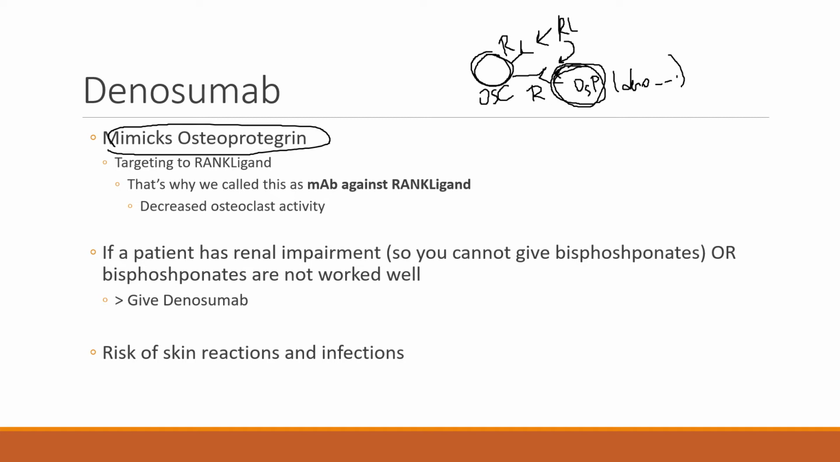And we can use denosumab if a patient has renal impairment. So as we said, we cannot give bisphosphonates, or also when bisphosphonates have not worked well. And we may note that skin reactions and infection could be seen with denosumab.